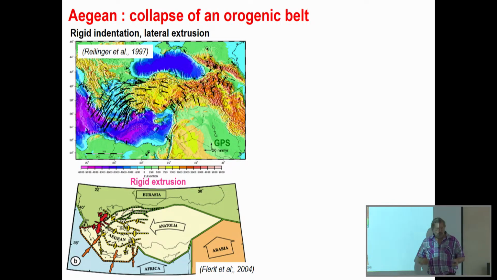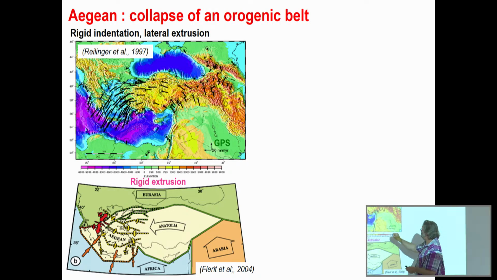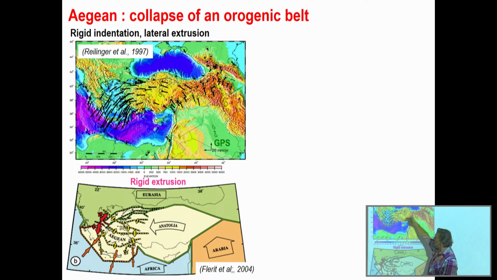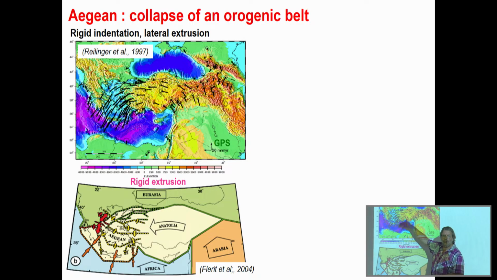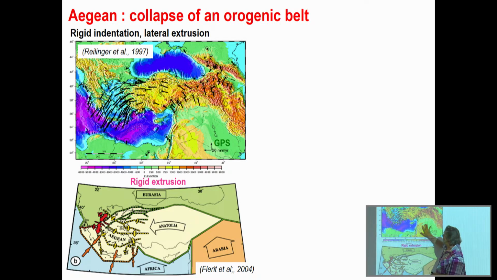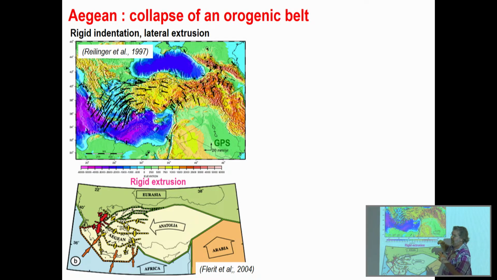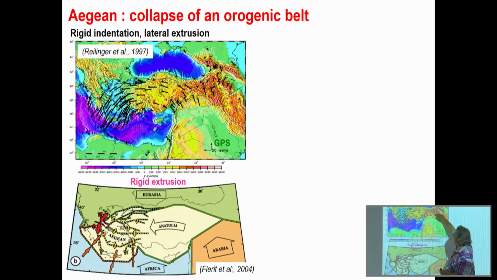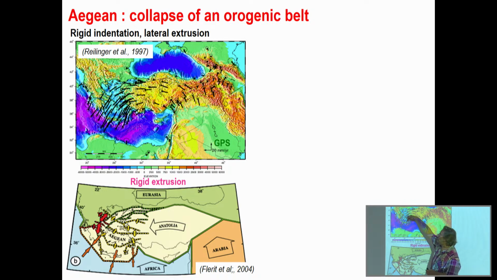So at first, same models as for Tibet or even the Alps, actually. I didn't mention them from the Alps. Of continental collision, extrusion, except that here the free boundary is towards the west and not the east. And you see, I think it's even more compelling here. So the vector, that's GPS, the current displacement. The vector goes from north-south to east-west and even south-north.